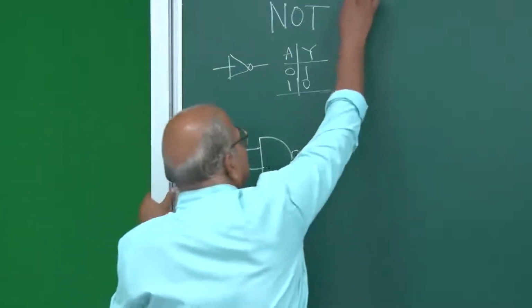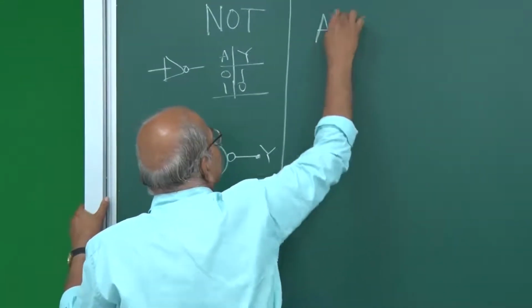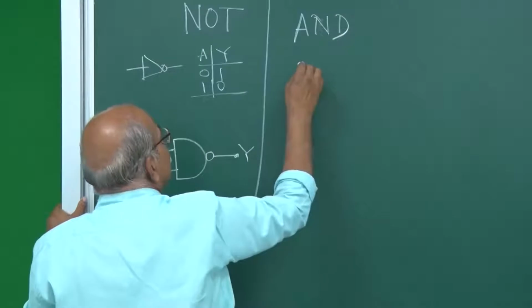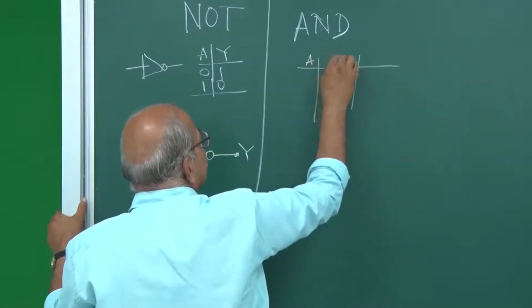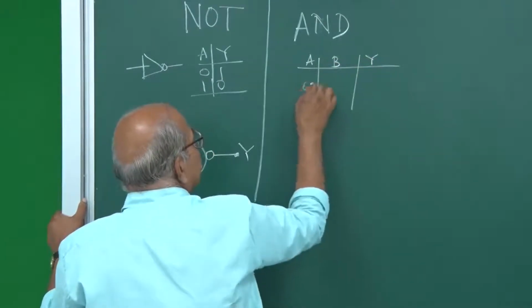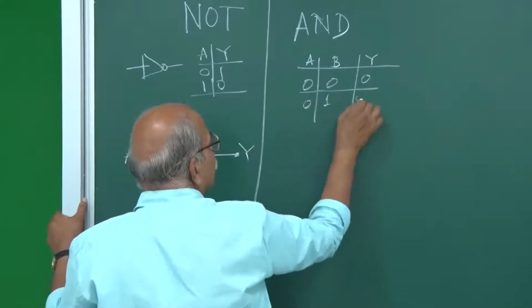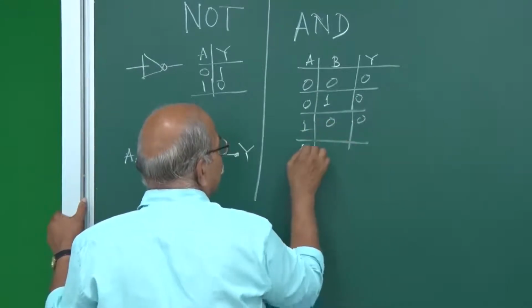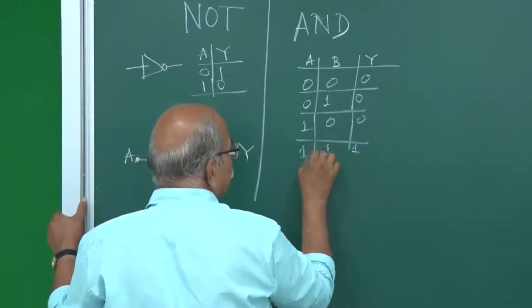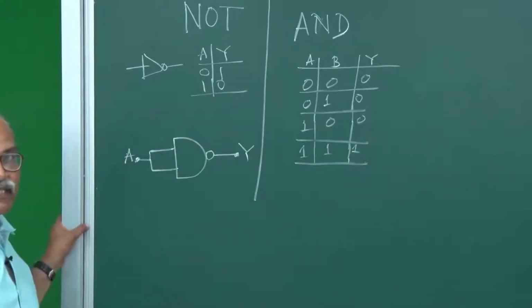How do I get AND gate? So for the AND gate, the truth table is A, B and Y, like that. So 0, 0 should be 0, then 0, 1 should be 0, 1, 0 should be 0, and 1, 1 should be 1. So this is what I need. For this, 2 NAND gates are needed.